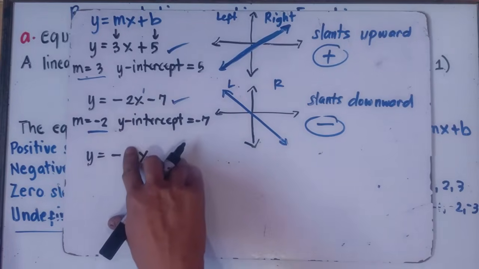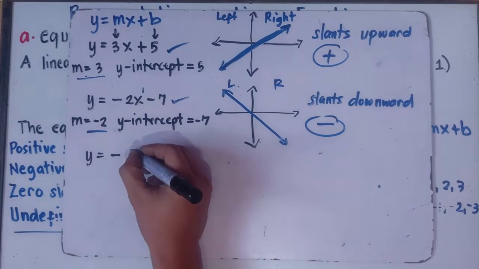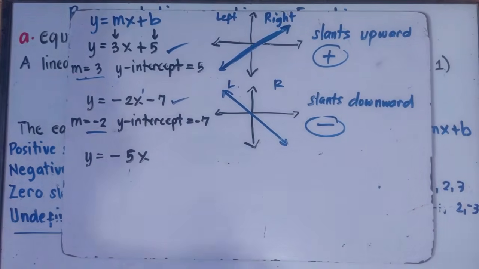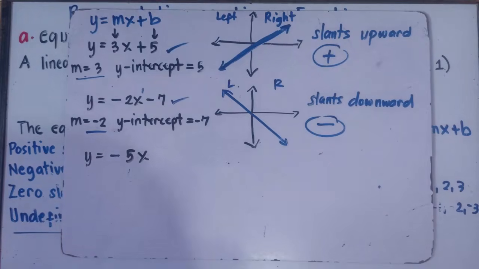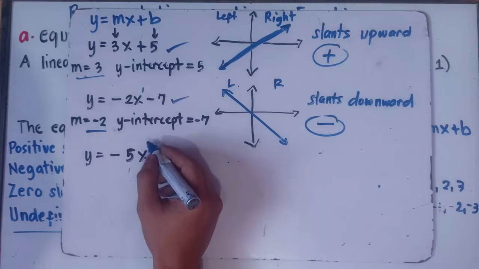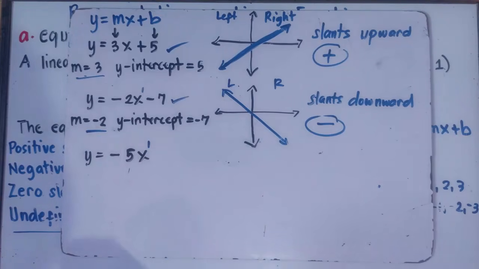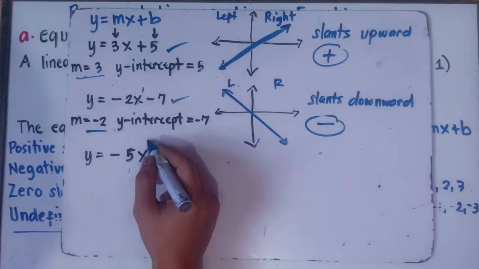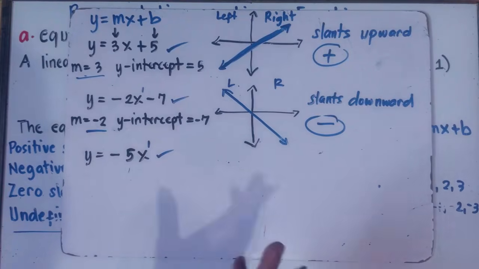Or let's have y equals negative 5x. Question, class, is this a linear function? Yup, this will be a linear function. Why is that, sir? Because the highest exponent, class, of x is just 1. Therefore, class, this will be a linear function.